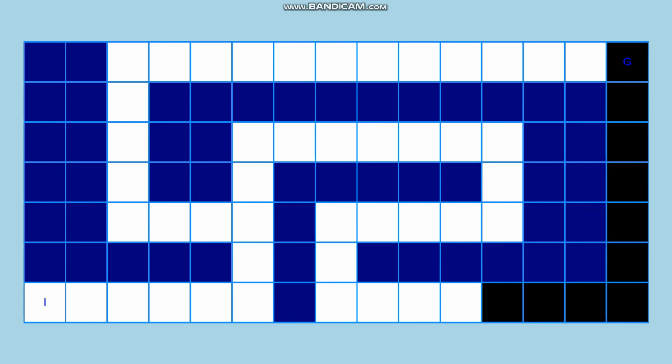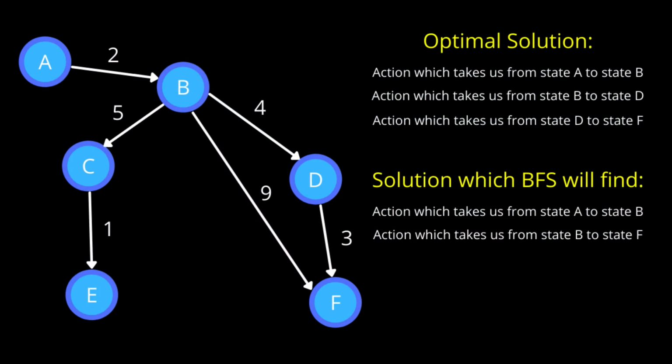Let's take a look at an example which will make it clear why BFS can't find the optimal solution if cost of individual actions is not equal. If node A contains the initial state and state F contains the goal state, then 2 possible solutions exist.